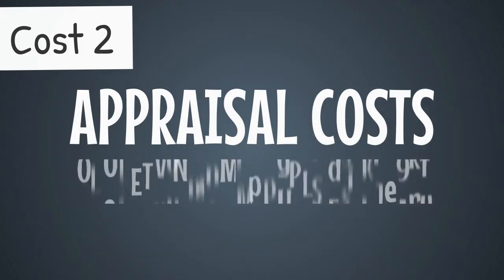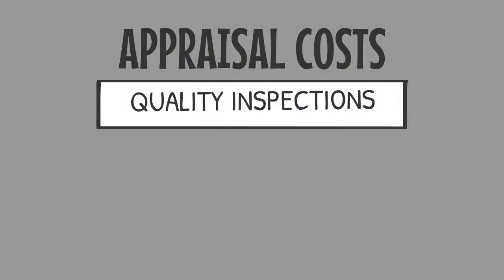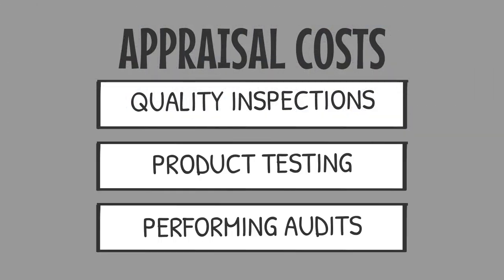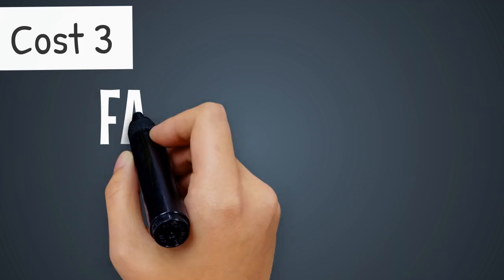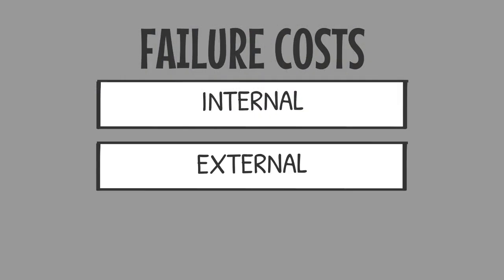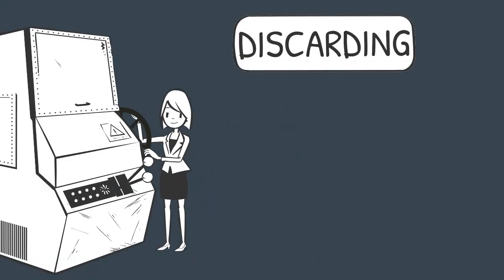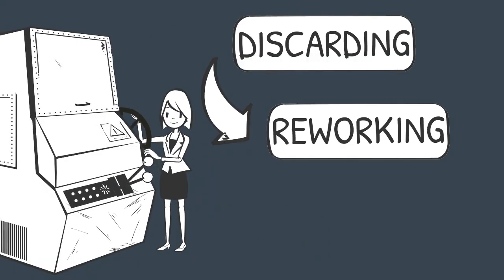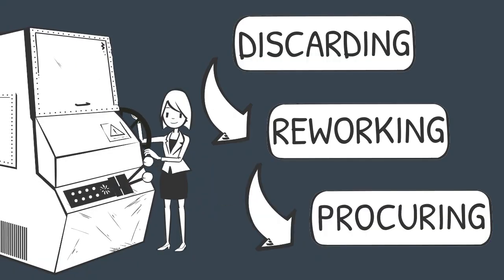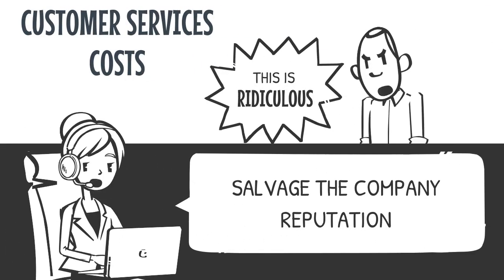Appraisal costs are incurred during the process of uncovering defects and can include costs of quality inspections, product testings, and performing audits, etc. And failure costs are costs incurred to correct quality, and these can be internal and external failure costs. Internal being cost of discarding poor quality materials, reworking and procuring new stock, etc. Whilst external being costs of trying to salvage the company's reputation, customer service costs, and so forth.